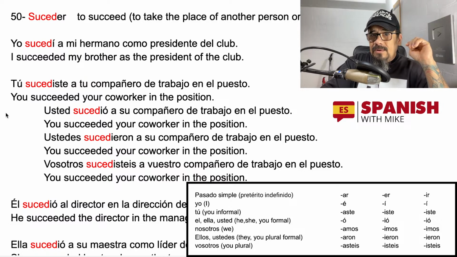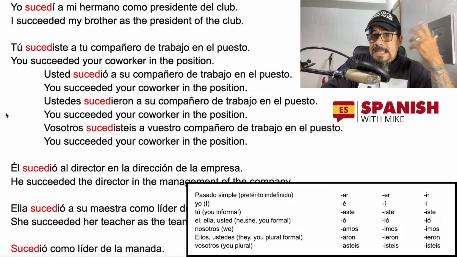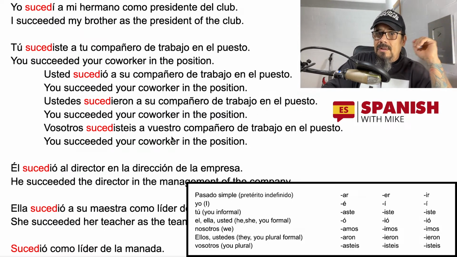Yo sucedí a mi hermano como presidente del club. I succeeded my brother as the president of the club. Tú sucediste a tu compañero de trabajo en el puesto. You succeeded your coworker in the position. Singular, informal, close relationships. Usted sucedió a su compañero de trabajo en el puesto. Singular, formal. Ustedes sucedieron a su compañero de trabajo en el puesto. Plural. Vosotros sucedisteis a vuestro compañero de trabajo en el puesto.